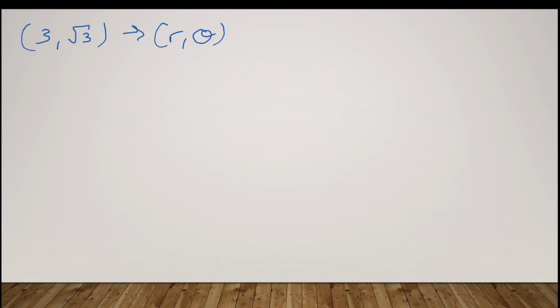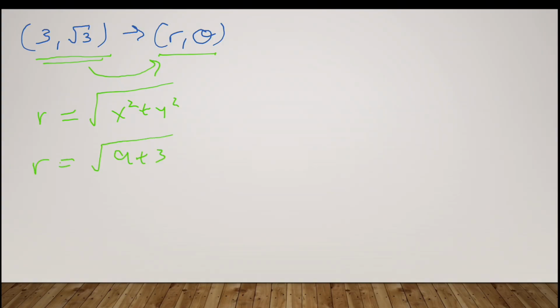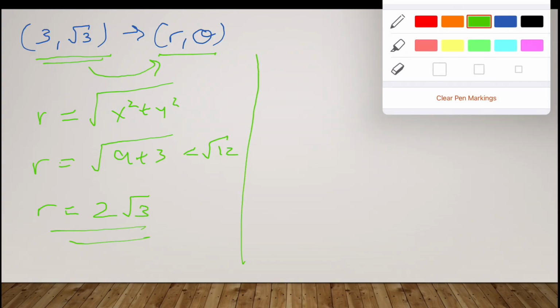Now we're given the x and y coordinates to be 3 and root 3, and we're supposed to convert them into r comma theta. Now I recommend you, without analyzing the signs and all, you first take out the radius. We know that the radius is root over x square plus y square, so radius will be 3 square is 9 and root 3 square is 3. So this will be root 12, and root 12 will be 2 root 3. So our radius is 2 root 3, but what about the angle theta?